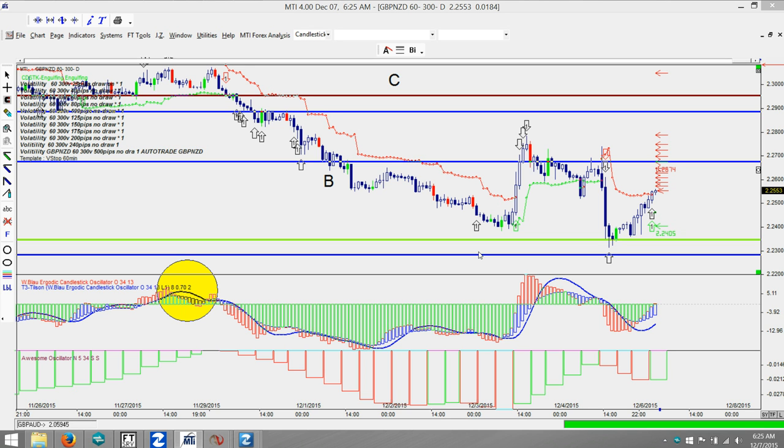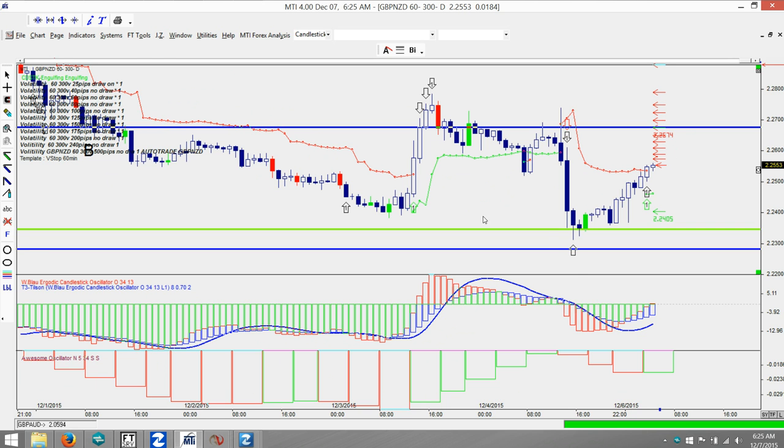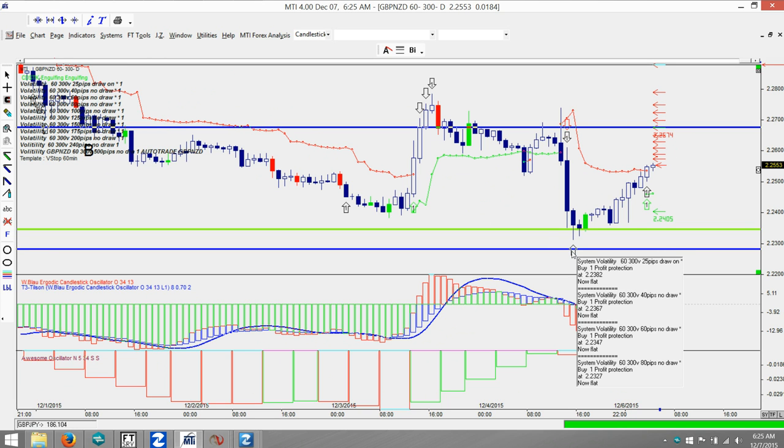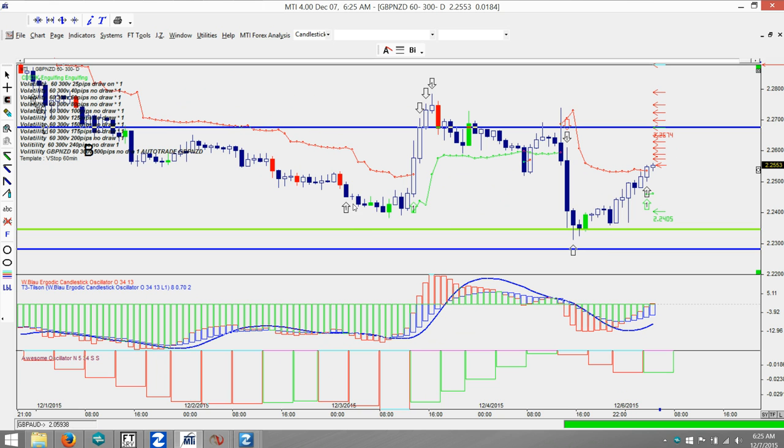Welcome back, traders. Just going to give you some insight on this Great British Pound, New Zealand dollar using the volatility stop indicator. Okay, we took the big 500 pip target right here, 500 pips.